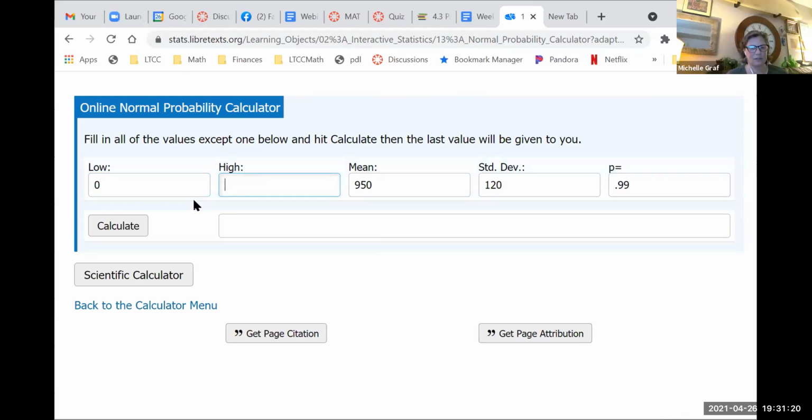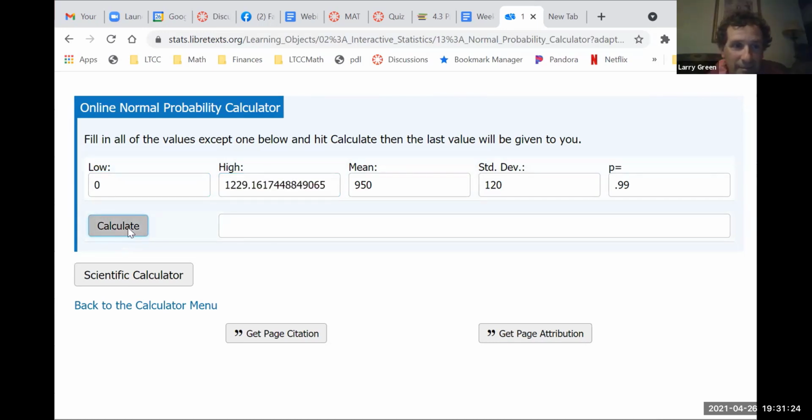That's what we want to know, exactly. So we leave that one blank and then hit calculate. So there we go. If you want a 99% chance that you won't run out, then you should stock 1,229 ounces of ice cream. Any questions on that idea?